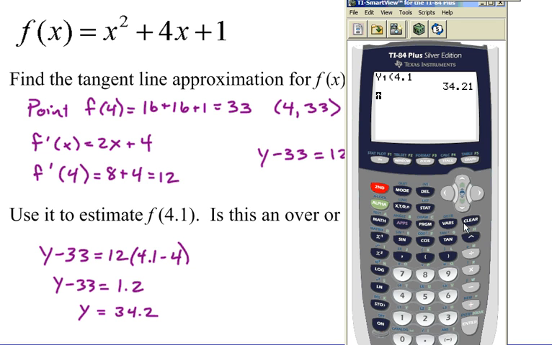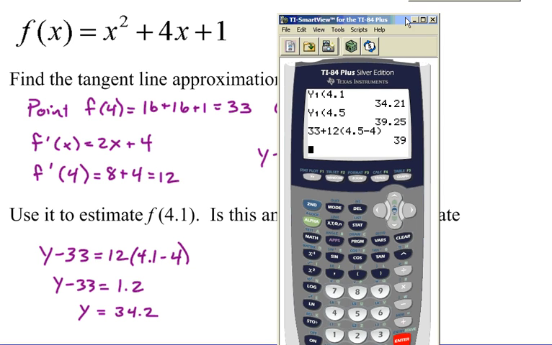Now, let's compare what happens if I go further out. Let's do the same thing again, but let's do 4.5. So that's the actual value, and then I could do 33, I'm using my tangent line here, plus 12 times (4.5 minus 4), and you're going to see it's still close, but not nearly as close. Now I'm off by 0.25. Before I was only off by 0.01. So you can see the farther I go from that tangent line, the less accurate my approximation.